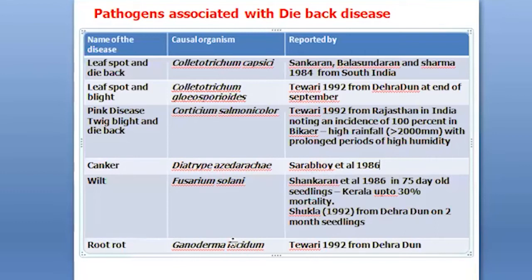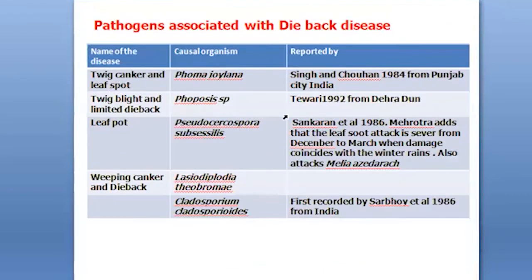And root rot, if you see Ganoderma, actually Ganoderma appears where the entire plant gets dried up. So whenever there is an injury or anything, there you can see this Ganoderma lucidum. Okay, this was also reported by Tiwari in 1992 from Dehradun. And as other pathogens, you also have twig canker and leaf spot, that is Phoma jolyana, and this was reported by Singh and Chauhan in 1984 from Punjab, India.